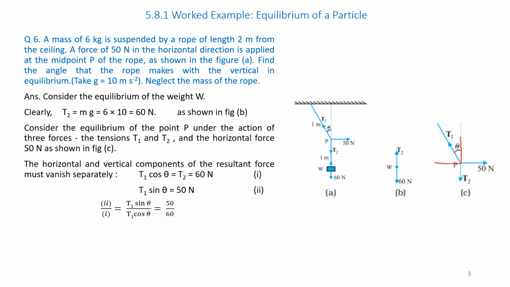Therefore, equation 2 by equation 1 is T1 sin theta by T1 cos theta, equal to 50 newtons by 60 newtons. T1 gets cancelled. Sin theta by cos theta, from trigonometry, equals tan theta, which is equal to 5 by 6. So we have to find theta by taking tan inverse. Therefore, theta is equal to tan inverse of 5 by 6, which from tables is about 40 degrees. That is the answer.